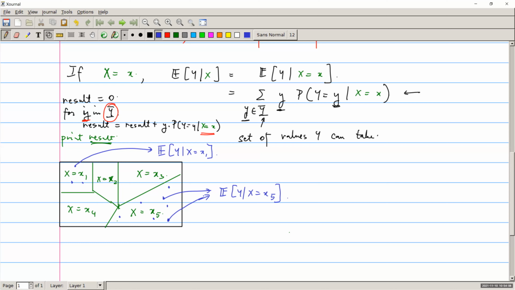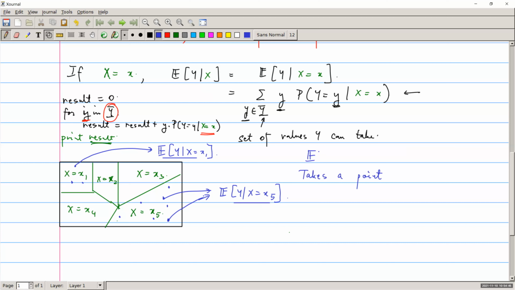It is very possible that this number and this number may be the same. They may be different, they may be the same, but that's okay. That is how the expectation of Y given X behaves. It maps every point in the universe to the number expectation of Y given X equals little x of omega.